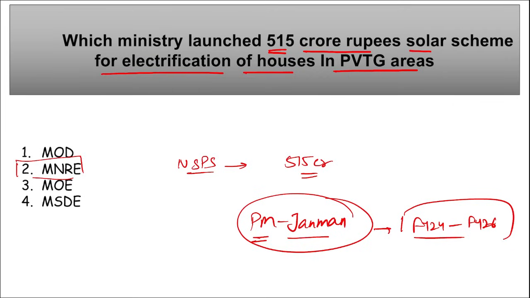If we talk about this PM Janman scheme, remember this scheme was launched in November 2023. It was launched by Ministry of Tribal Affairs, correct? And through the scheme, the government aims to reach the tribal groups and the primitive tribes. The focus here will be on implementation and providing benefits and to make the lives of these tribal areas or tribal groups much better, right?